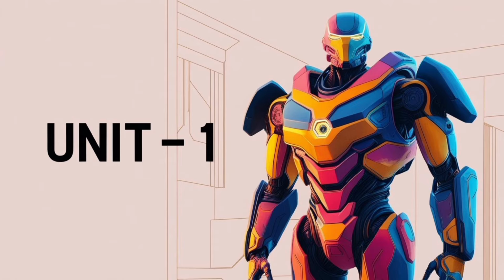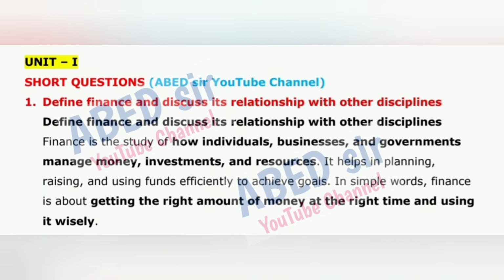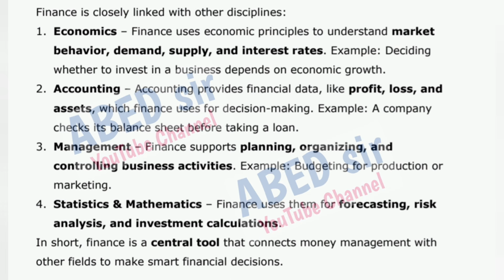Unit 1, first important short question is: define finance and discuss its relationship with other disciplines. Finance is the study of how individuals, businesses, and governments manage money, investments, and resources. It helps in planning, raising, and using funds efficiently to achieve goals. In simple words, finance is about getting the right amount of money at the right time and using it wisely. Finance is closely linked with other disciplines.